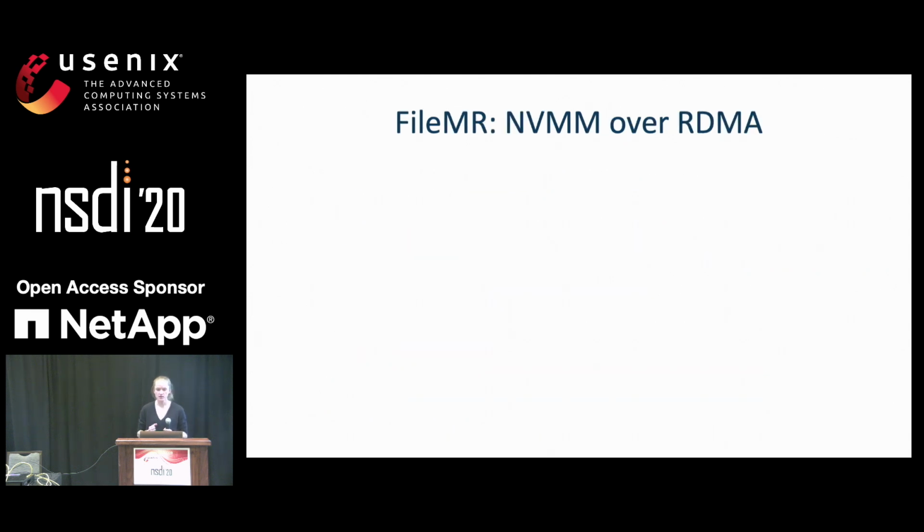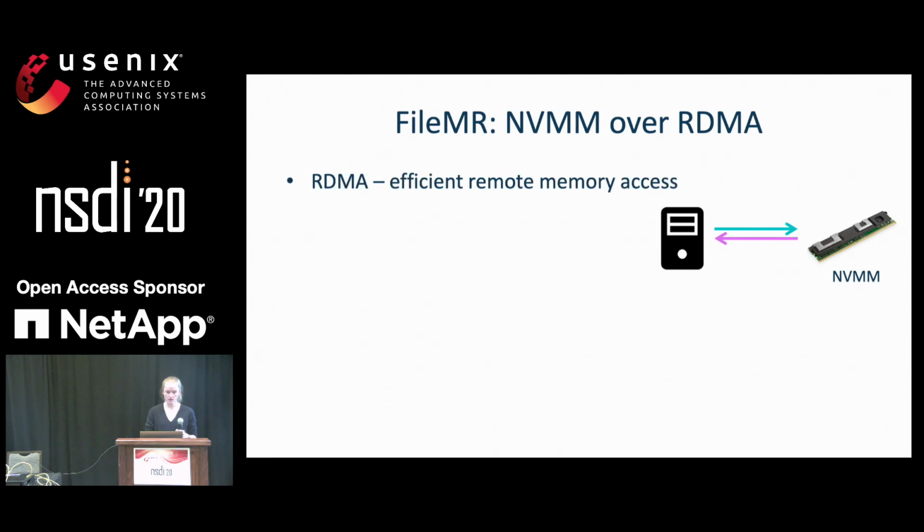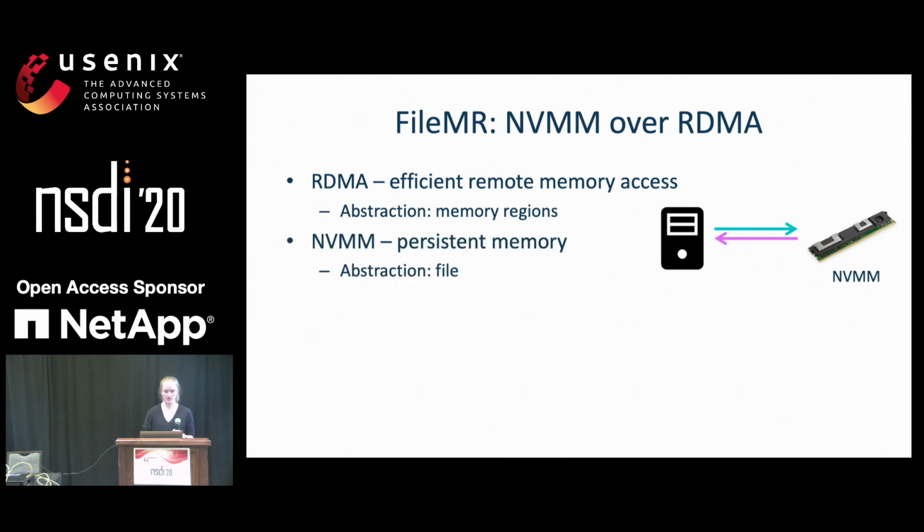The first of these talks is FileMR, and their goal is to enable low latency and efficiency when you're accessing NVM over the network. They want to leverage RDMA, which, as has been described before, allows you to access remote memory on another server without invoking the remote CPU. One of the things to note about RDMA is that the abstraction it uses for managing memory is memory regions. In contrast, the abstraction that NVM uses to manage memory is files.